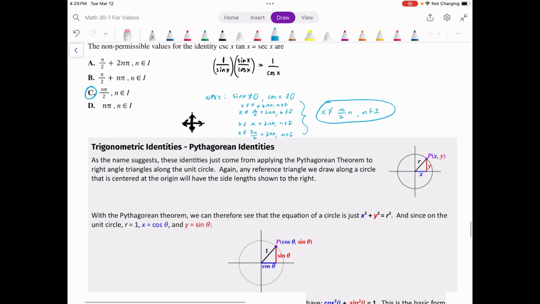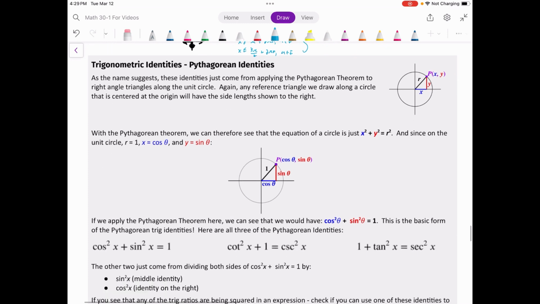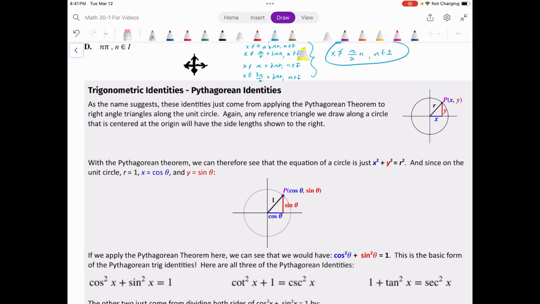All right, let's talk about another type of identity, Pythagorean identities, and that will be it for this lesson. All right, so the Pythagorean identities are up next, okay? And as the name suggests, these just come from applying the Pythagorean theorem, okay? Applying it to what? Well, to right-angle triangles along the unit circle. Any right-angle triangle along the unit circle.